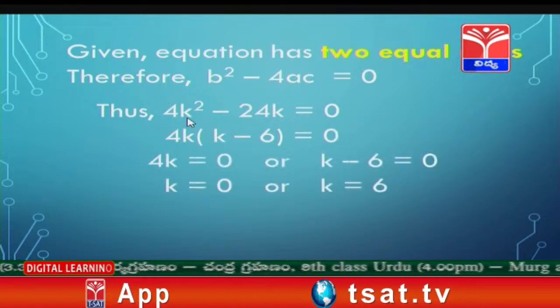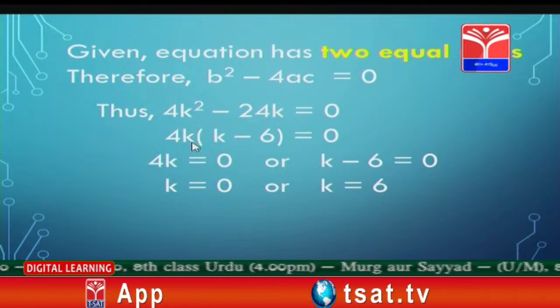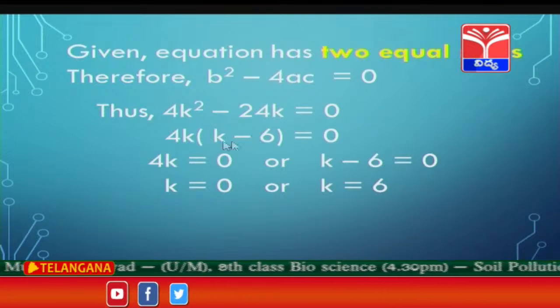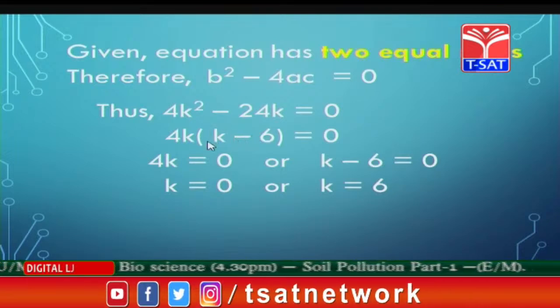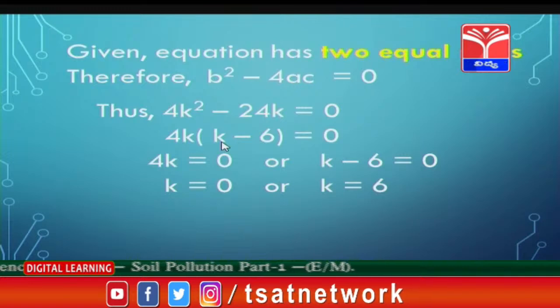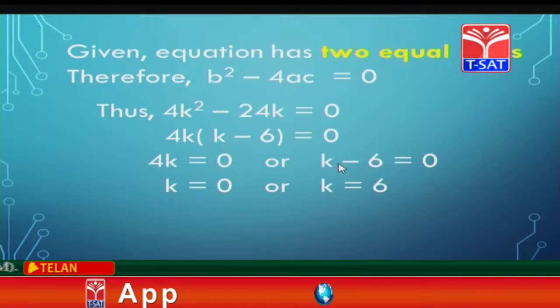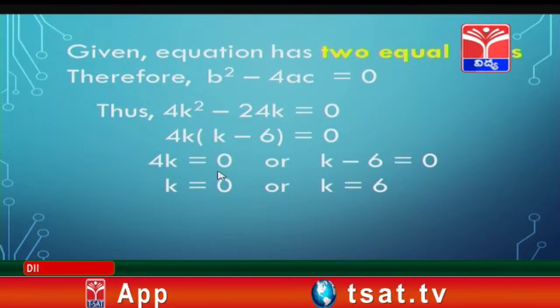Let us take 4k common in both the terms. I get 4k into k minus 6 is equal to 0. Again, we apply the same concept that if the terms a and b, their product is 0, then a must be equal to 0 or b must be equal to 0. So, 4k is equal to 0 or k minus 6 is equal to 0.